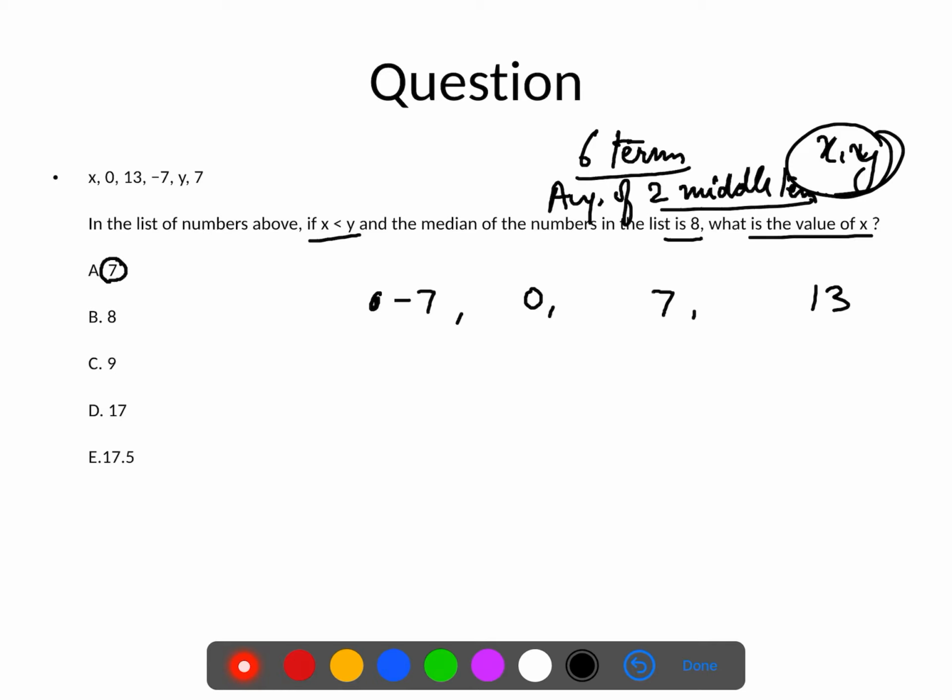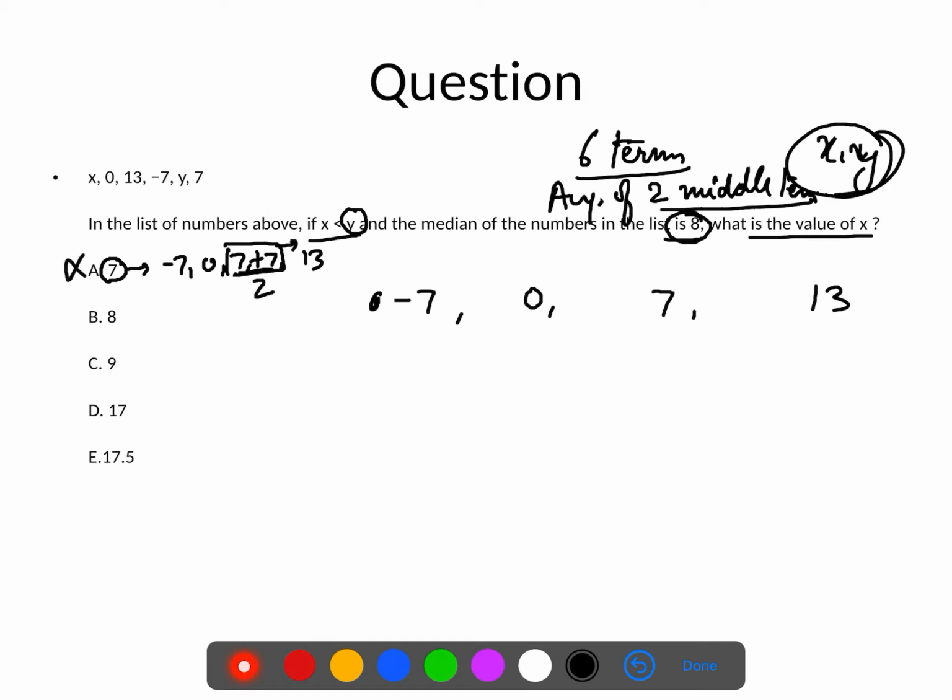Now let's say 7 is one of the terms, like so -7, 0, 7, 7, 13. Okay. Now the value of y is bigger than 7, so it will be only after 7. So the median becomes (7 plus 7) by 2. Can it become 8? Never.